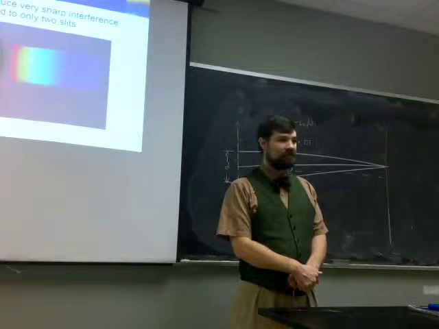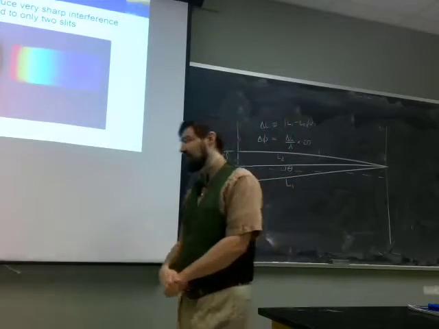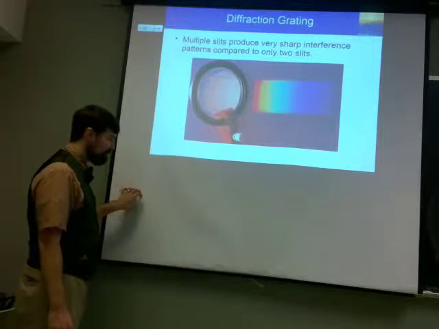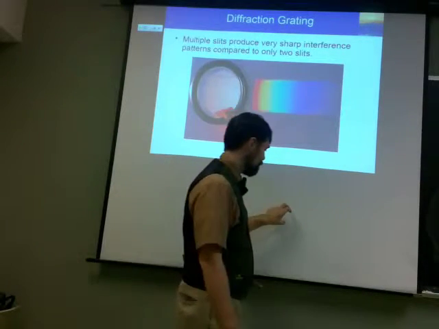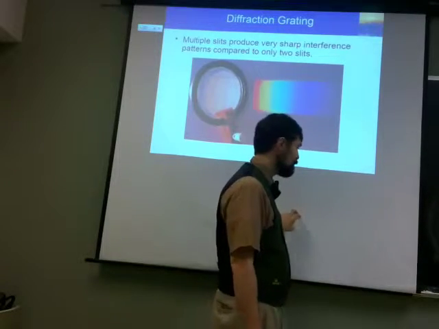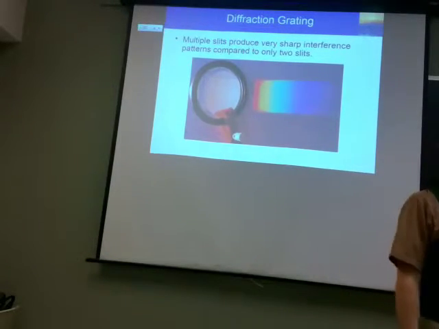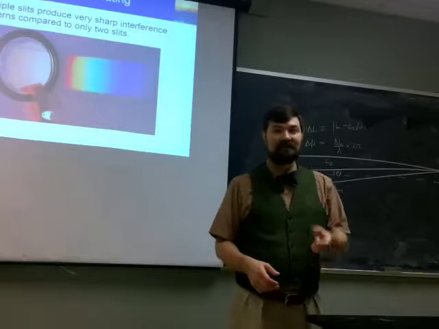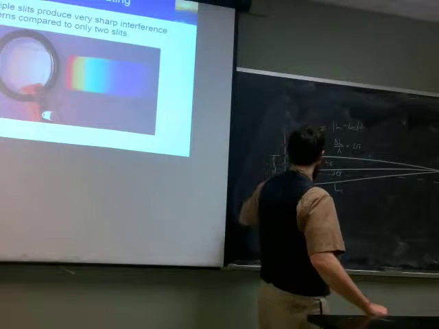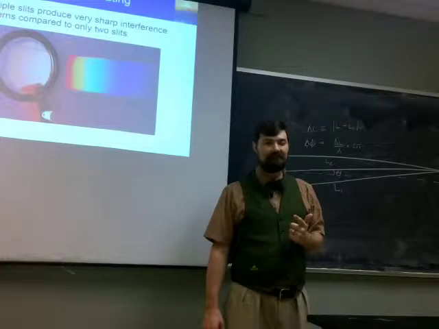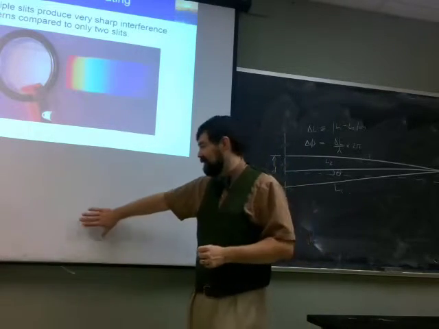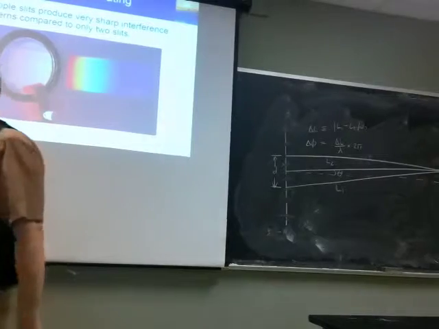nice, evenly spaced bright spots on your screen. So it'd be equivalent to getting, say, a bright spot here, and then nothing, and then a bright spot here, and then nothing, and a bright spot here, and then nothing, and so on. And how far apart they are depends on how closely spaced these slits are, and it depends upon what wavelength your laser is, and it depends upon how far this is from your diffraction grating.